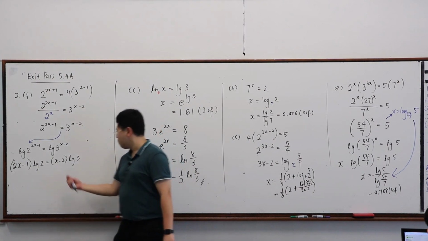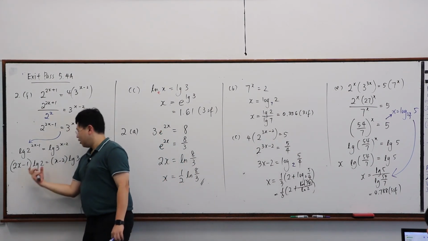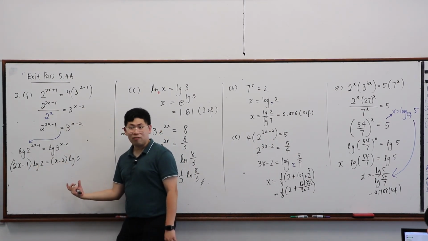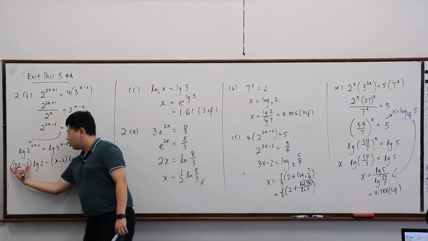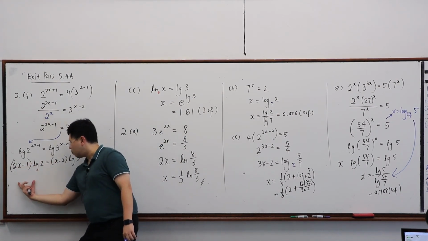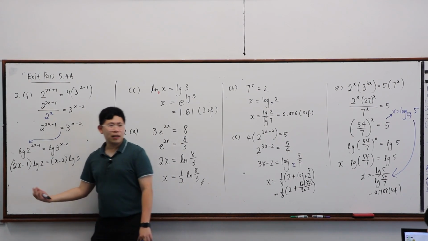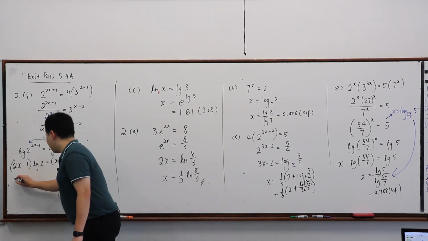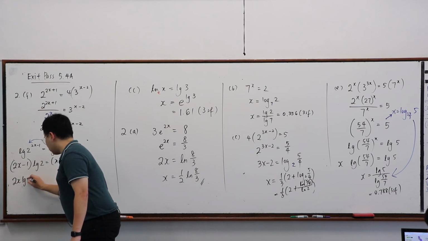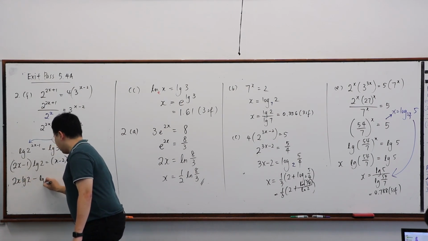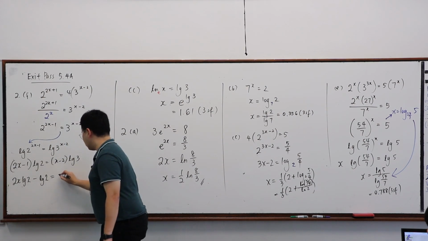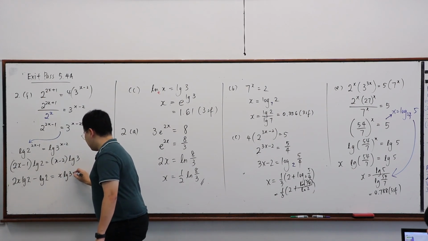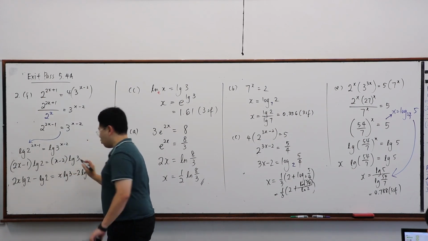If you can foresee, if you divide log 2 over here, you get a fraction, correct? But the numerator and the denominator both have x's and it's a bit hard to solve. So what you can do is expand. So you have 2x log 2 minus log 2 equals x log 3 minus 2 log 3.